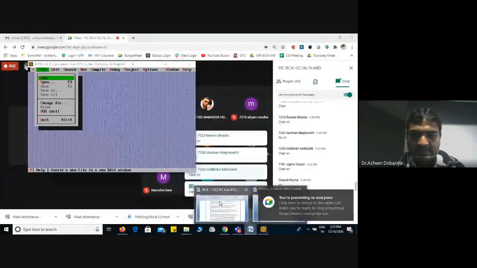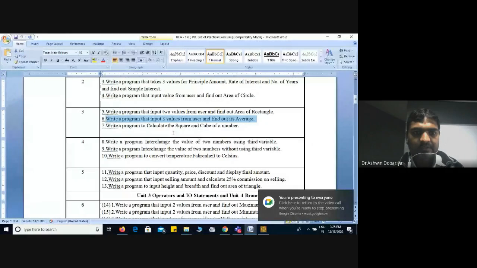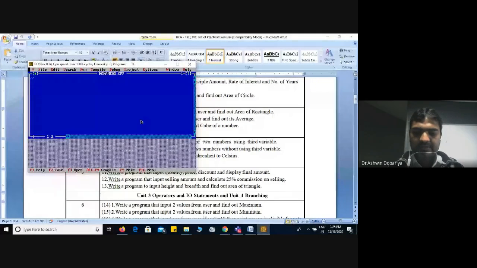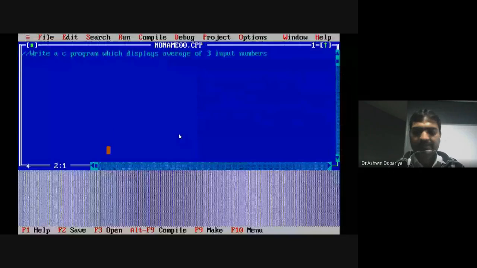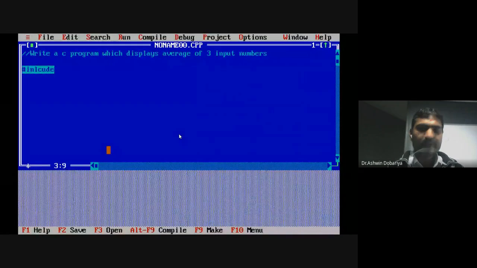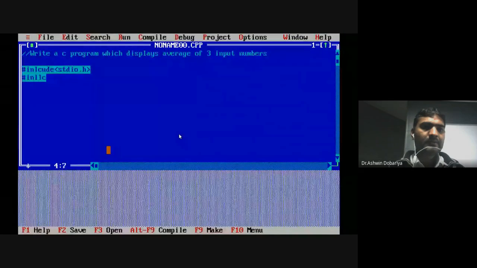And this is the program number. Yes, right. It's program number 6. Okay. Let's start, write a C program which displays the average of three input numbers. This is the definition, right? And after that, we have to mention two header files: hash include stdio.h, hash include.